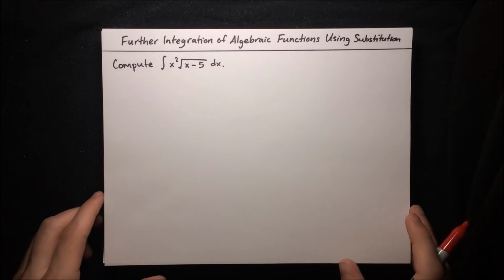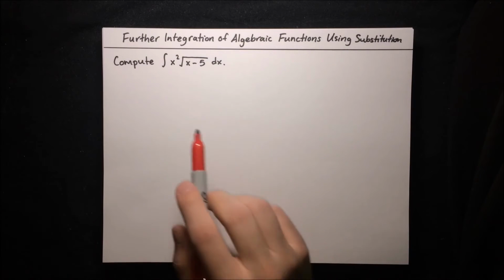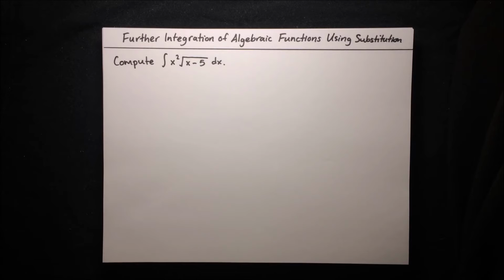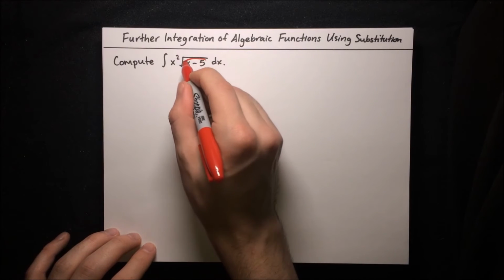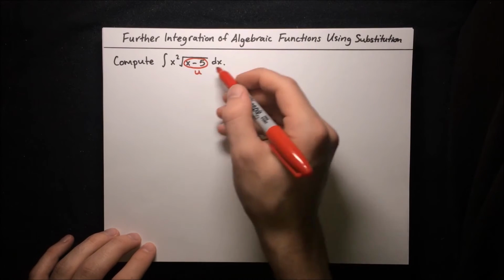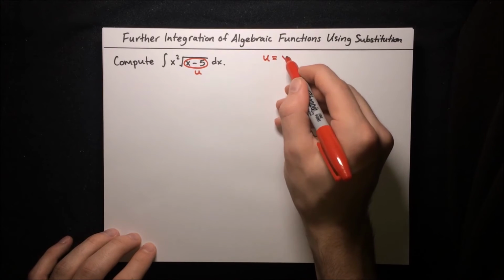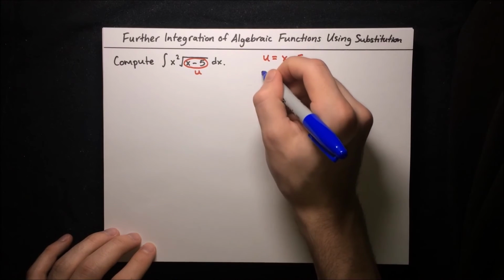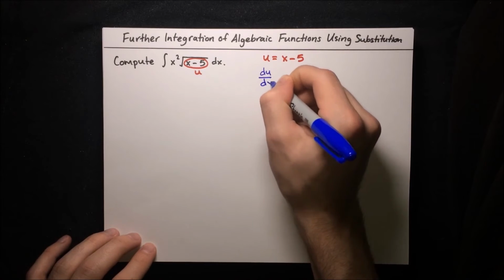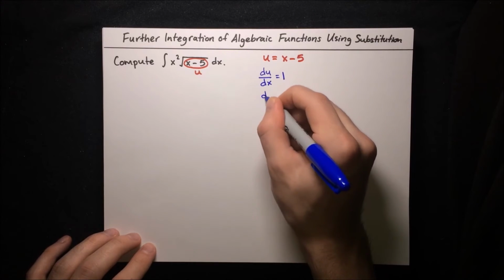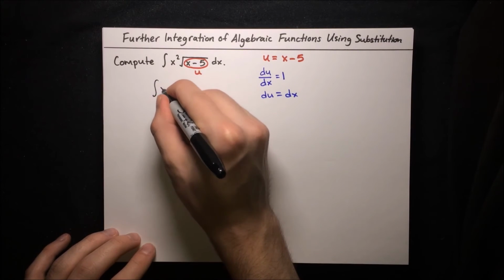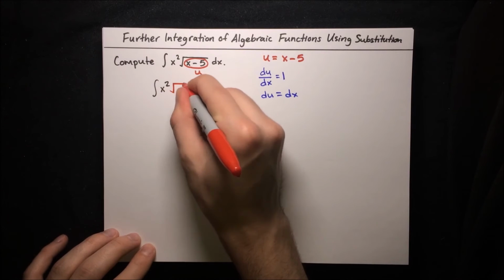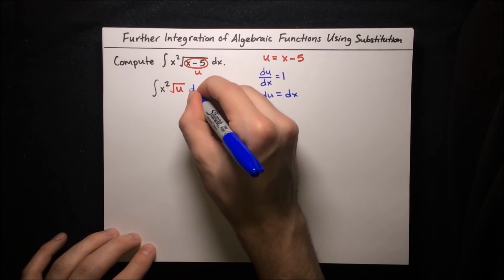Here's another integral for us to solve. We want to compute the integral of x squared times the square root of x minus 5 dx. Now what's making this difficult is this binomial inside of the square root. So why don't we lump this into a single term, u. So we'll let u equal x minus 5, and then we'll have that du dx equals 1, which means du equals dx.